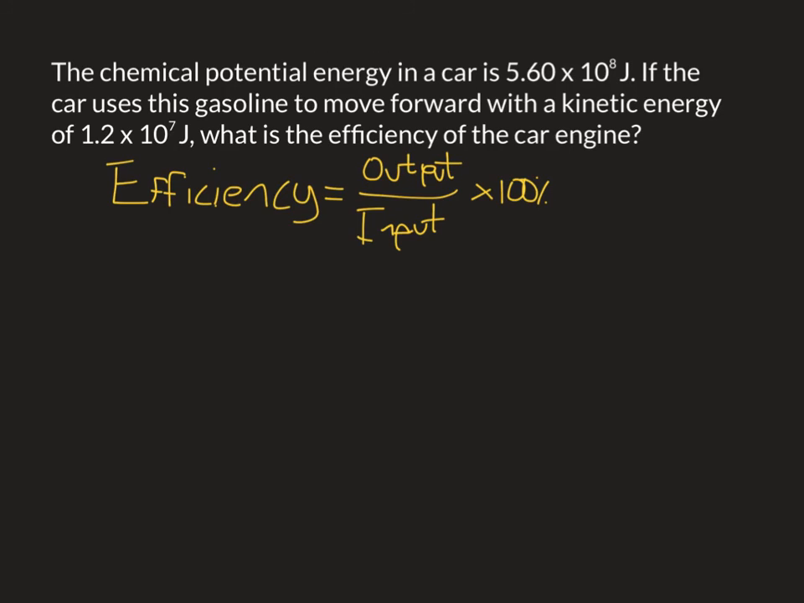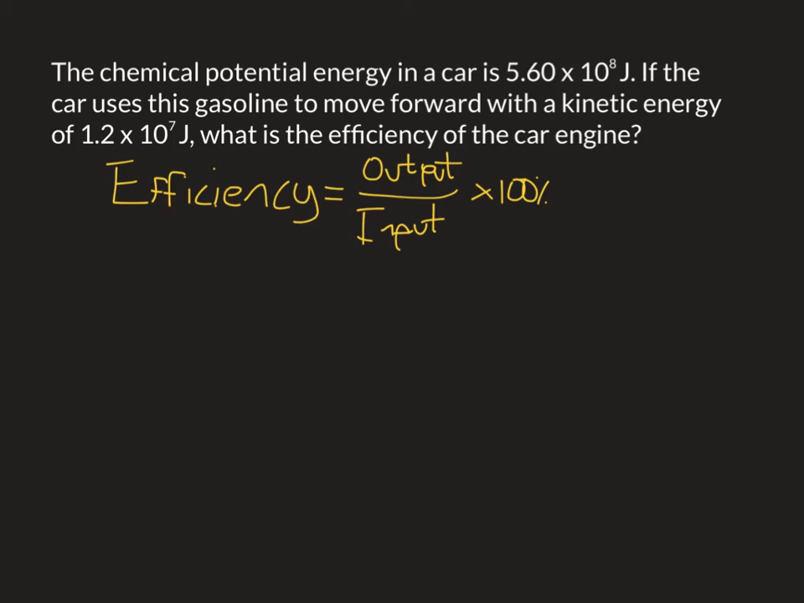There's 2 ways to think about it. Easiest way is to think about the input energy as being whatever energy the object starts with. In this case, we have this much gas in the car, and then we're going to use that gas to get this much energy out of the car. So this is our input energy. This is our output.